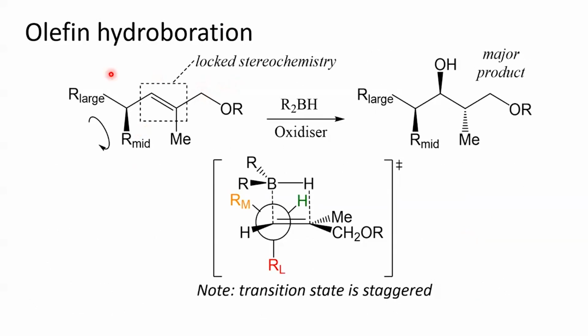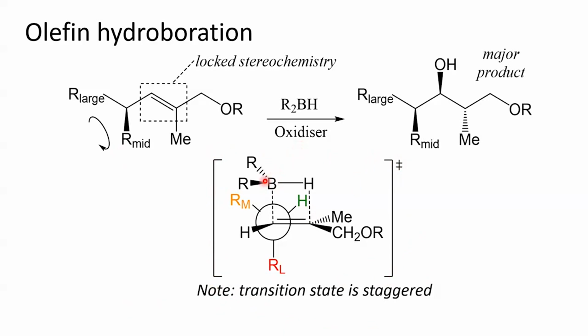So if we take a look, here is our olefin. It has locked stereochemistry shown here in the dashed box. We have three functional groups that can rotate and spin. One is small, one is medium, one is large. If we add our borane and then oxidize it, what we get is this major product here with this stereochemistry shown. For this to occur, what we need is this transition state to form preferentially.